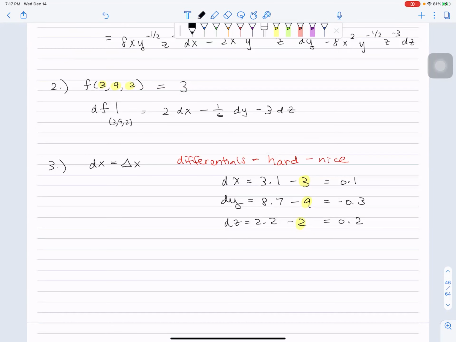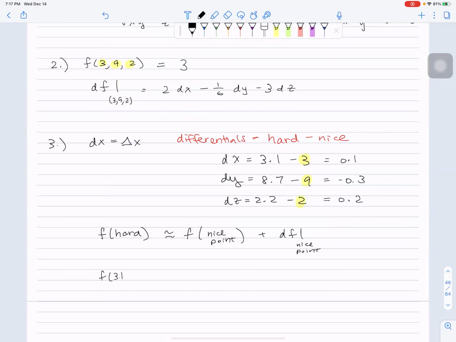Now that I have my differentials, let's do my formula. So f at the hard point, the more difficult one, is approximately equal to f at the nice point, because it's about the same. But there's a slight error. That error is df at the nice point. In other words, f at this weird point 3.1, 8.7, 2.2 is approximately f at 392 plus df at 392.